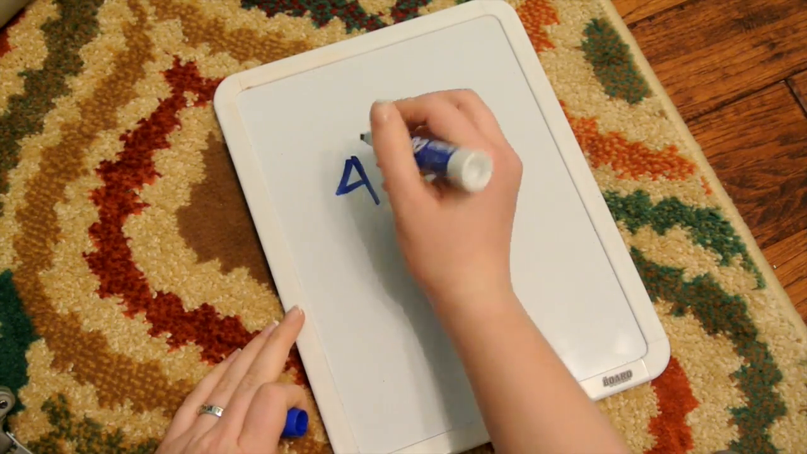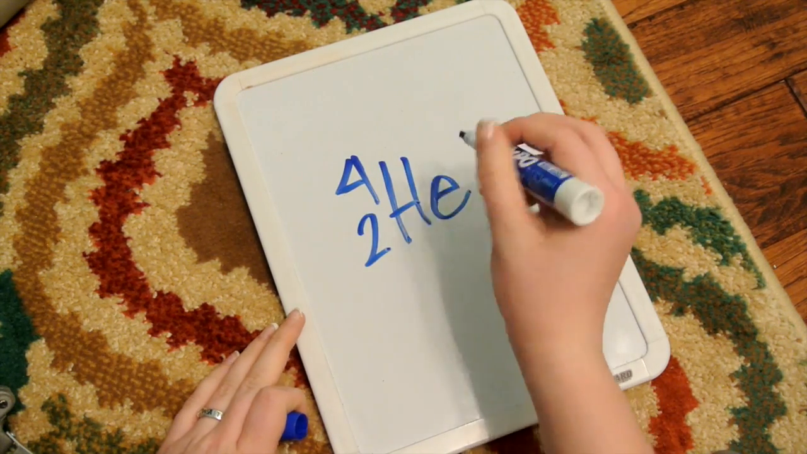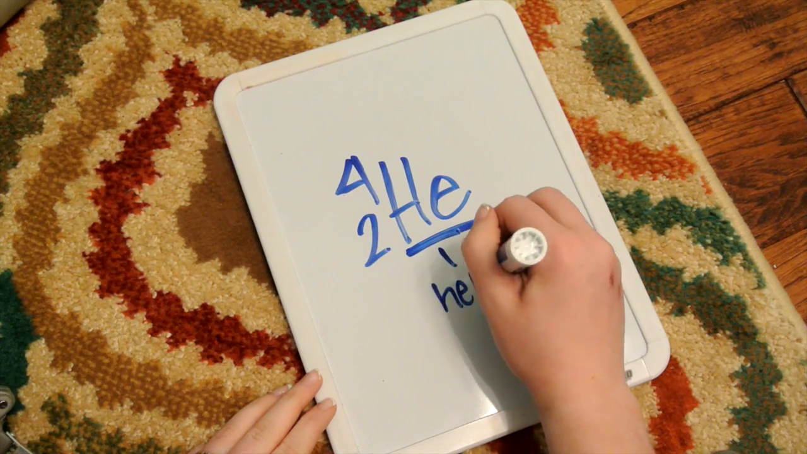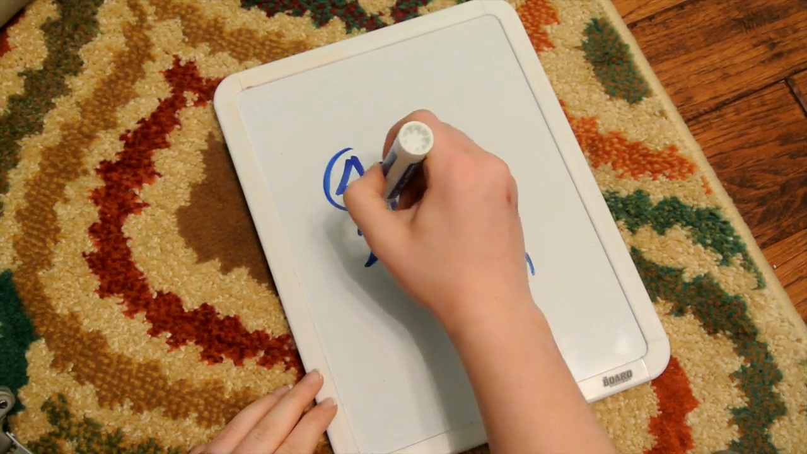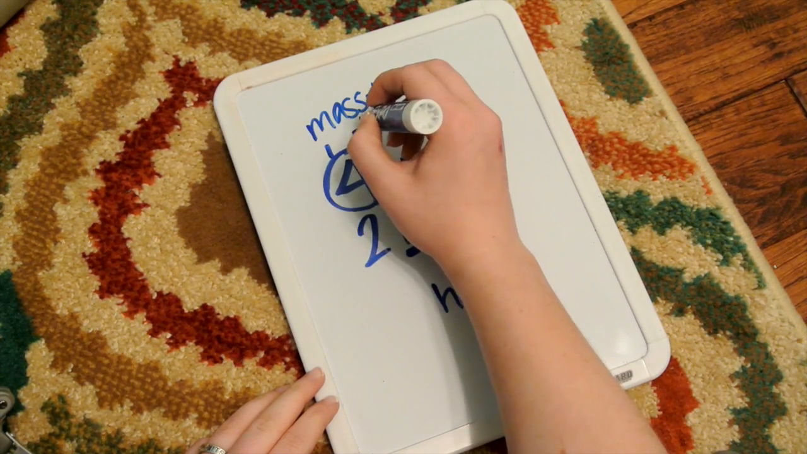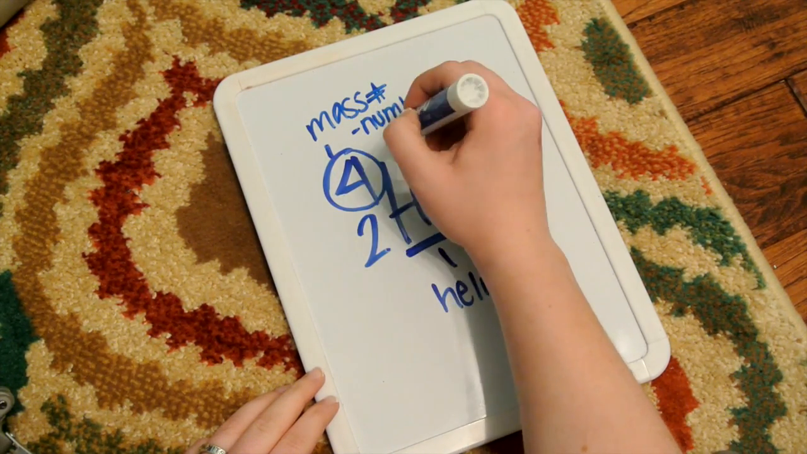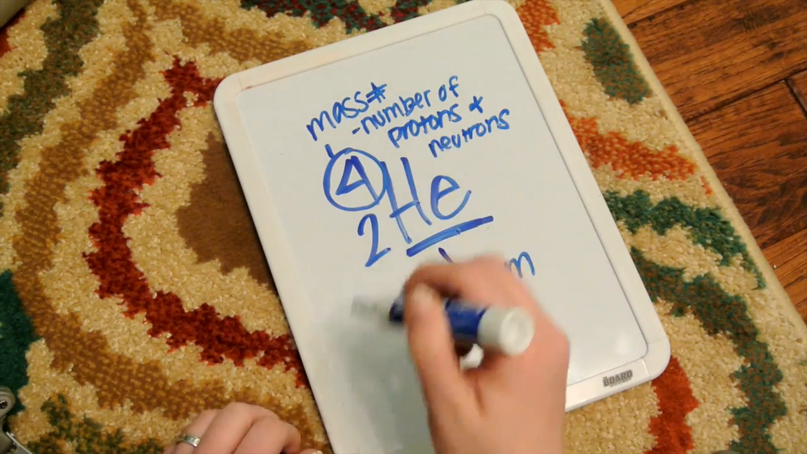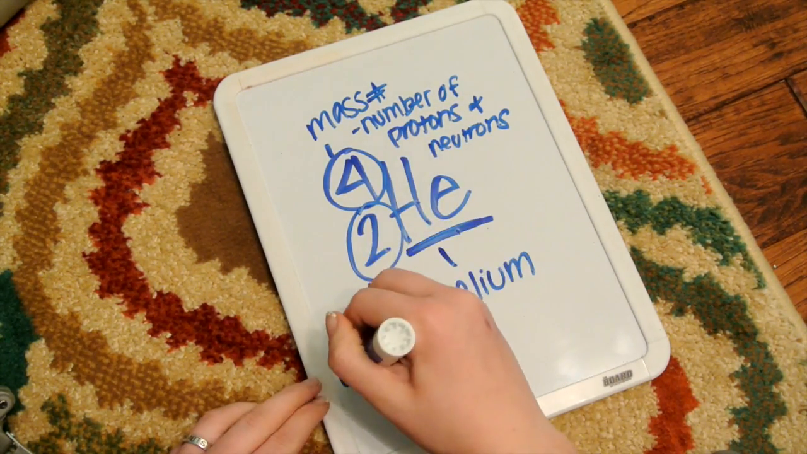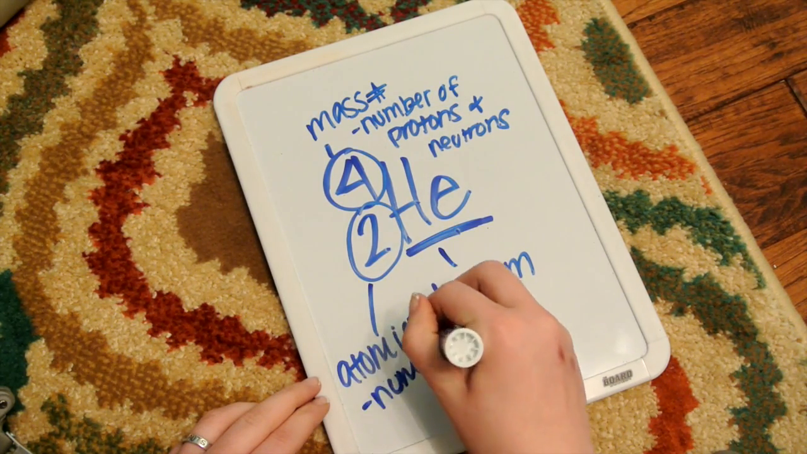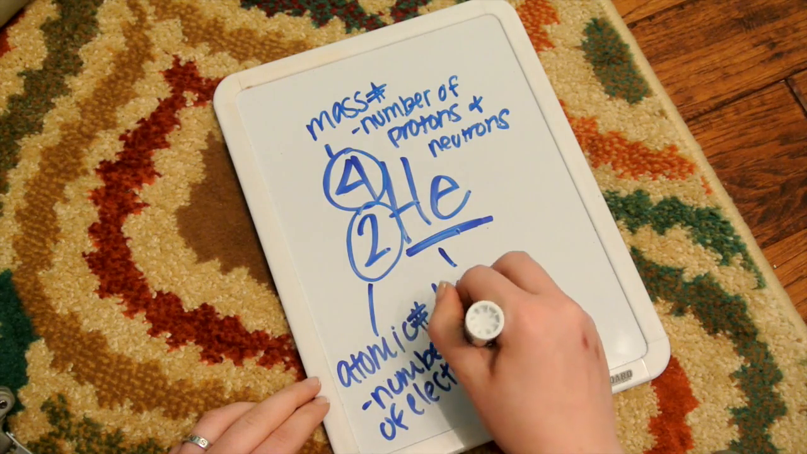Here we have an element. The He stands for helium. The 4 stands for the mass number. The mass number accounts for the number of protons and neutrons. The 2 stands for the atomic number. The atomic number accounts for the number of electrons. All of this can be found on the periodic table.